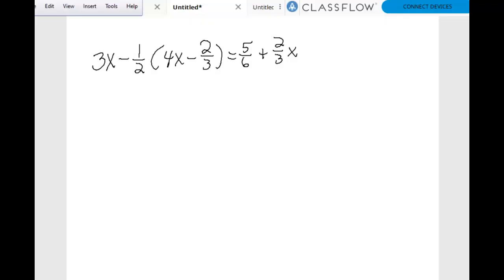6. So when I multiply by 6, I'm going to multiply here, here, here, and here. Not in the parentheses. So times 6 is going to give me 18. What's half of 6? 3.